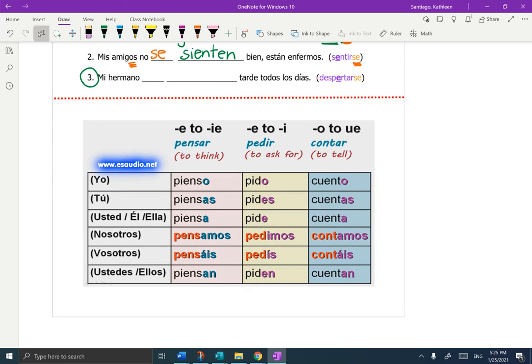Okay, and then at the bottom, I just included this from espanolaudio.net. I thought this was a nice chart to show you the E to IE, E to I, and O to UE stem changers using pensar, pedir, and contar. Okay, muy bien. If you have any questions, please ask during class or send me an email. Gracias.